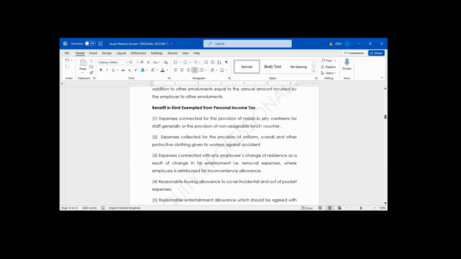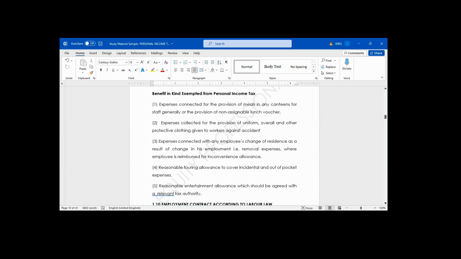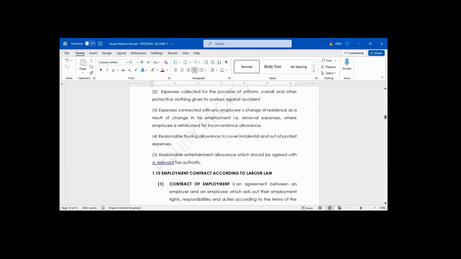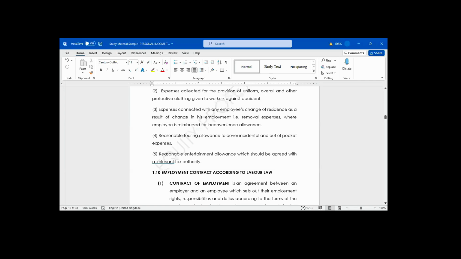Another one, expenses connected to change of residence. They transfer you to Ibadan. You want to pack your load from Lagos to the Ibadan branch. Your employer now pays for the logistics. That expense cannot be regarded as your benefit in kind. It will not be added to your income.